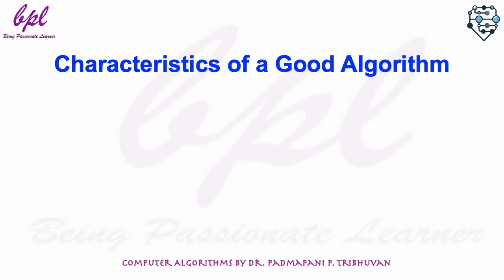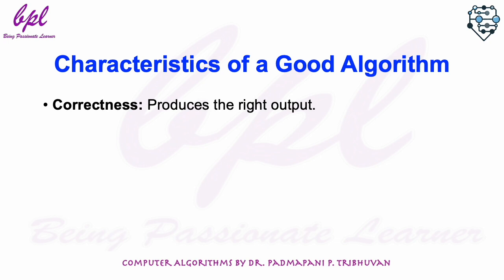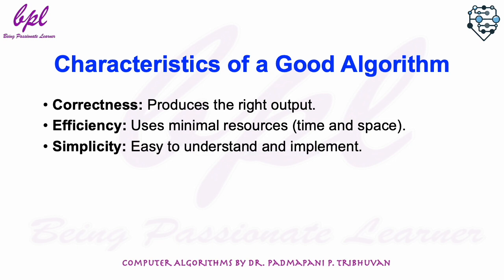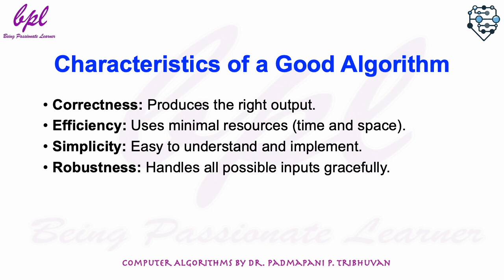Characteristics of a good algorithm. A good algorithm is not just about getting the job done, it should be correct, efficient, simple, and robust. This means it should always produce the right result, use resources wisely, be straightforward to understand, and handle unexpected inputs.